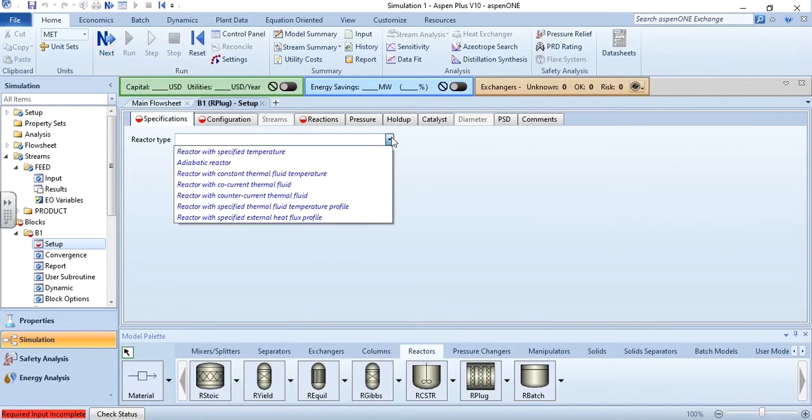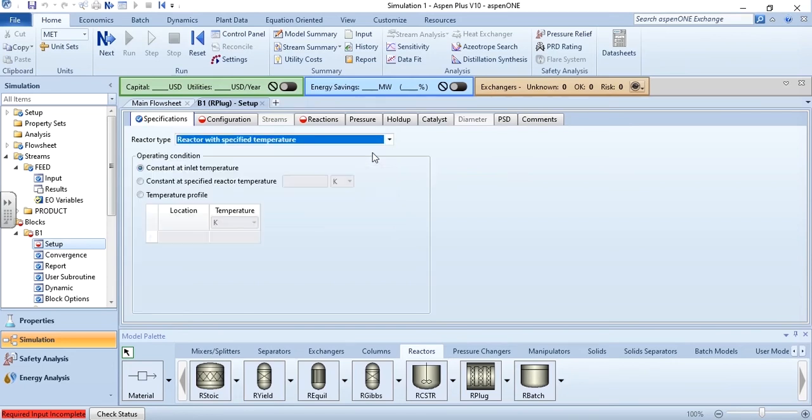Reactor type, reactor with specified temperature. This is selected for the isothermal reactor. If we have been given that the reactor is adiabatic, then we will go here to adiabatic reactor, and there are different types as well. So reactor with specified temperature, constant at inlet temperature.